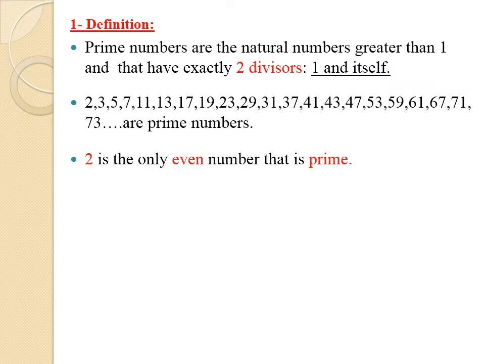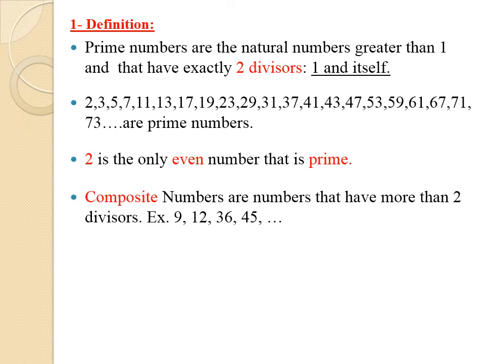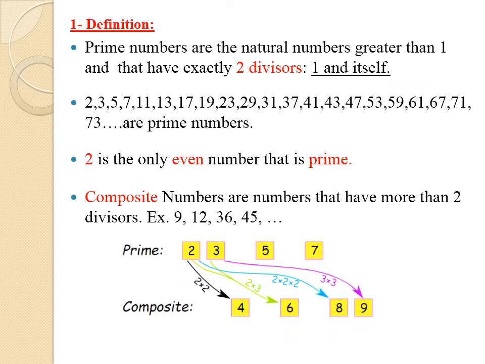We have to know that 2 is the only even number that is prime. All the other even numbers are not prime since they are divisible by 2. The numbers that have more than 2 divisors, meaning that they are not prime, are called composite. Examples: 9, 12, 36, 45. Simply, 12 is 2 times 6, is 3 times 4, is 1 times 12. So if I want to list its divisors, we have 1, 2, 3, 4, 6, 12. So 12 is a composite number since it has many divisors.